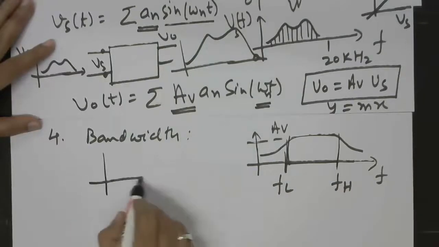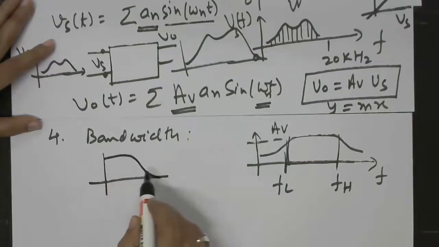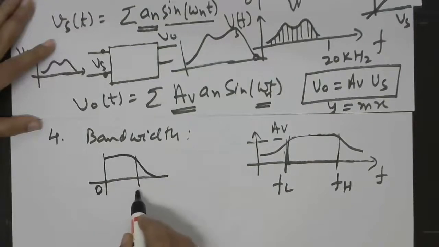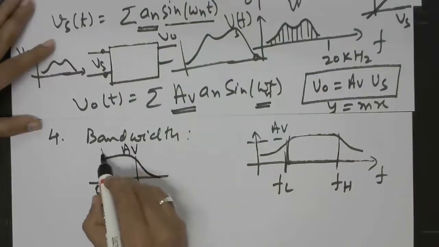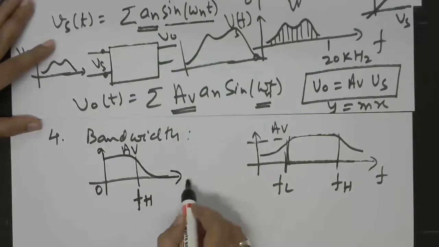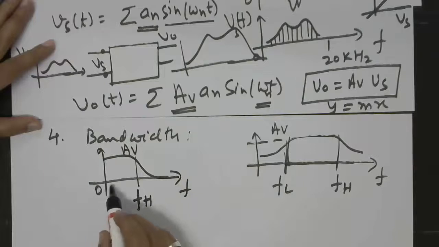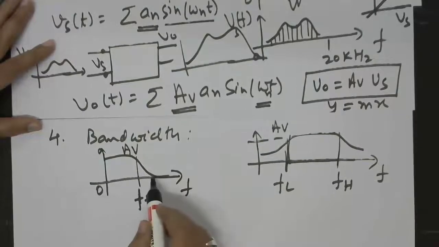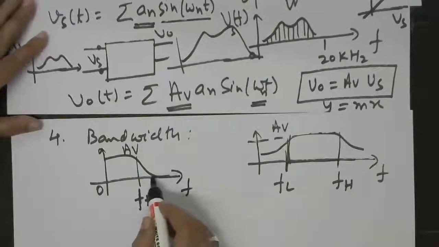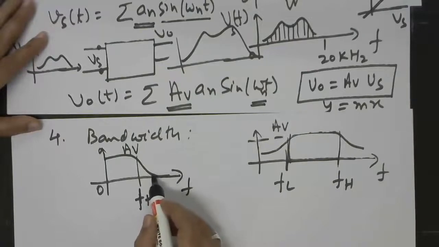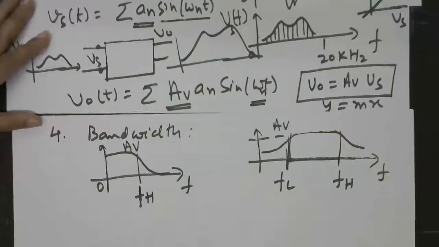There are amplifiers which will do this job over this kind of scenario. There are also amplifiers where the scenario will be something like this. That means it will do the constant multiplication starting from zero frequency, that means DC, to a certain upper frequency, but it will not amplify. In fact, it will suppress, it will reduce the amplitude of the signal beyond this frequency.